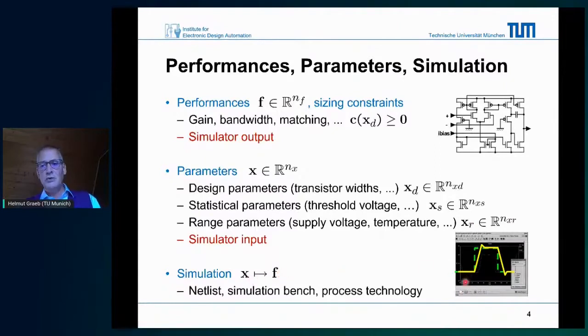Now, for this, of course, in integrated circuits, we don't just need the netlist, we need the simulation bench, we need input stimuli included in that bench. We need to know about the process technology, what is usually called PDK, right?